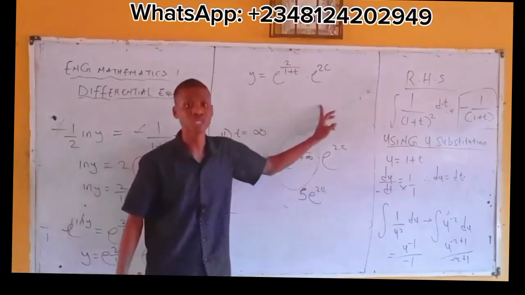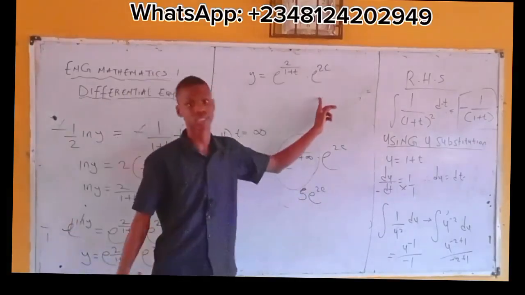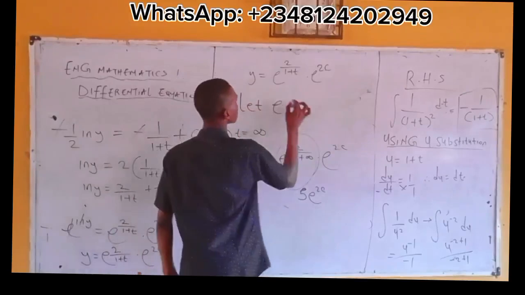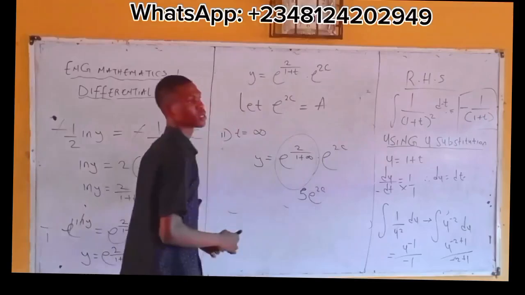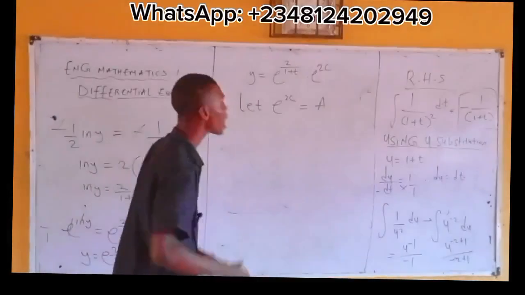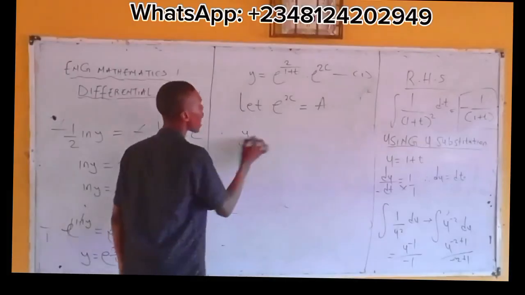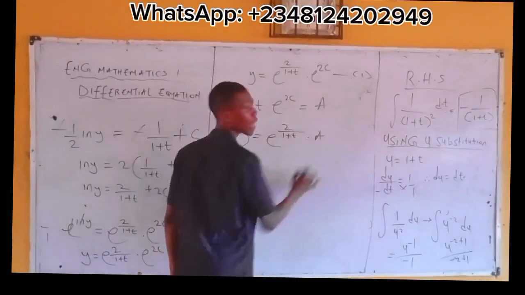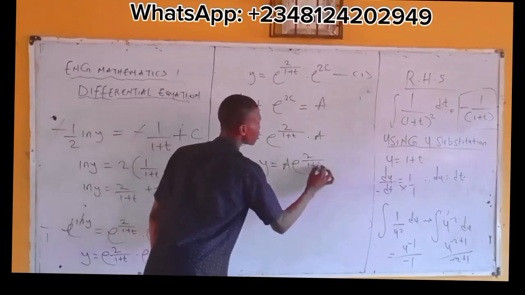Now, from here, what you are going to do is write exponential 2c as a constant. All this is still a constant. Everything is still a constant. Meaning, let exponential 2c equal a constant, let's say a. Now, from here, y equals exponential 2 divided by 1 plus t multiplied by a. Therefore, y is equal to a exponential 2 over 1 plus t.